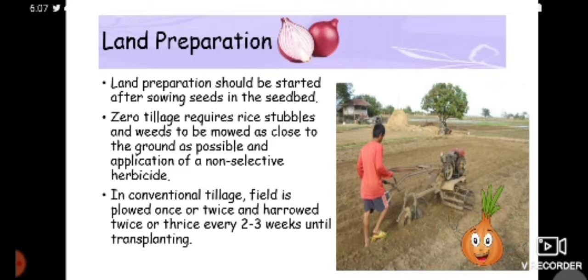In conventional tillage, the field is plowed once or twice and harrowed twice or thrice every 2 to 3 weeks until transplanting. Irrigate the field after harrowing to allow weeds to grow and be removed in the next harrowing. For final land preparation, plow the area once and harrow it several times, then level it. Rows of narrow, shallow furrows are made parallel to each other, 10 to 15 centimeters apart. Apply 14-14-14 in the furrow at the rate of 10 grams per linear meter. Cover the fertilizer with fine soil.